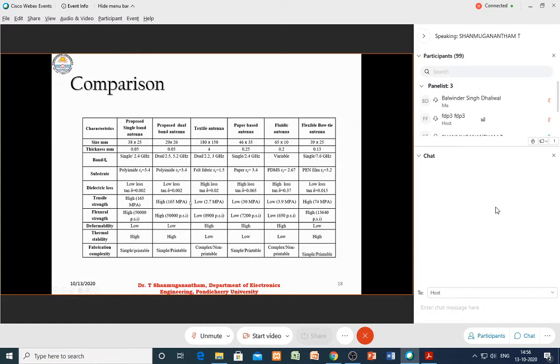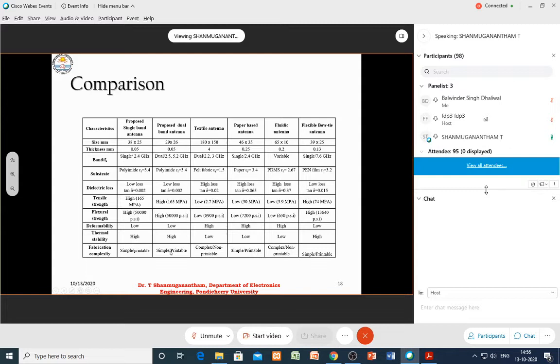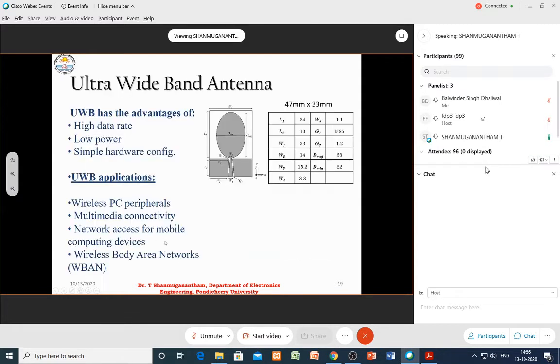The dielectric loss is also comparatively less, 0.002 for these two cases, and tensile strength is also high. Flexural strength is also better than the others, so deformability is low compared to other literature on conventional antennas. Thermal stability is also good, and fabrication complexity is low: using a printable inkjet printer, we can very easily print this type of flexible antenna.